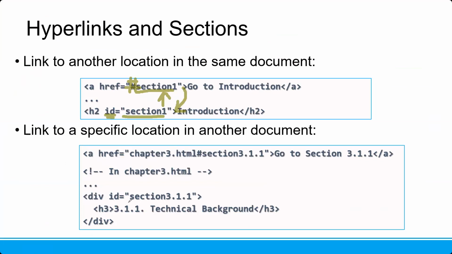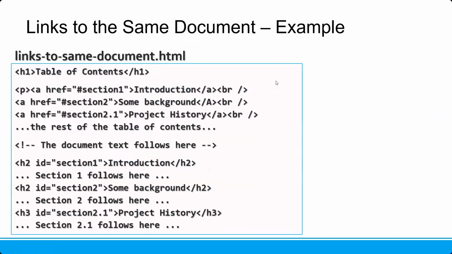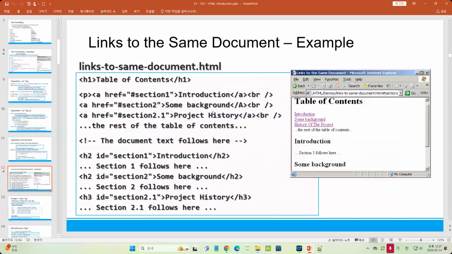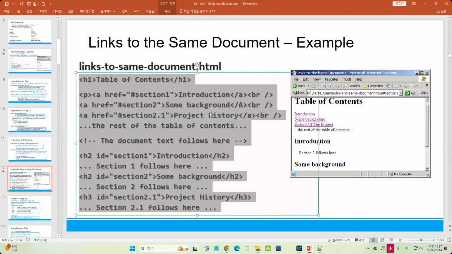So for the ID, you can make different types of ID, like section 3.1.1. And you can also define the ID with the file name. So for example, I want to go to chapter3.html, and let's just focus on the ID section 3.1.1. Maybe it's good to see with this one. Okay, let me check with this one.